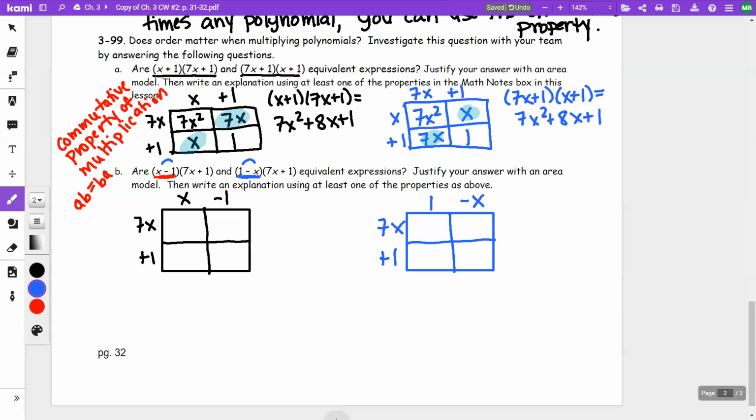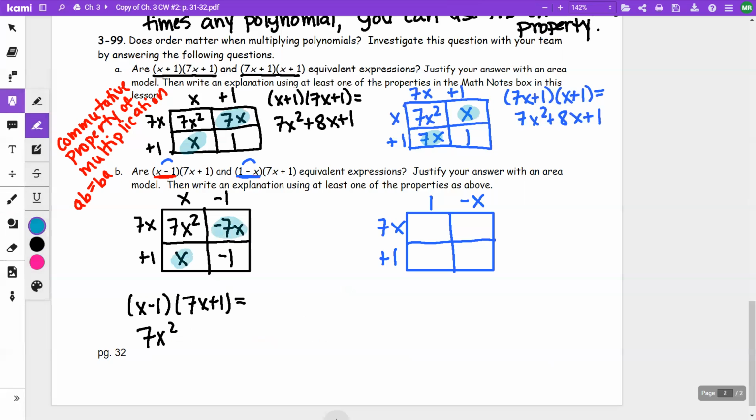So 7x plus 1. When I do the first one, I'm going to get a 7x squared, a negative 7x. I'm going to get an x, and a 1 times a negative 1 is a negative 1. Well, here, let me do this. I'll write it the way they wrote it. It doesn't matter which way I write it, but they had the x minus 1. Okay, that's what we're focusing on. And the 7x plus 1, I ended up with 7x squared. Negative 7x and x gave me a negative 6x, and then a minus 1.